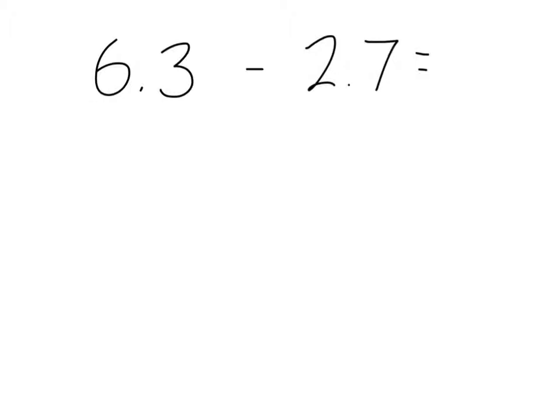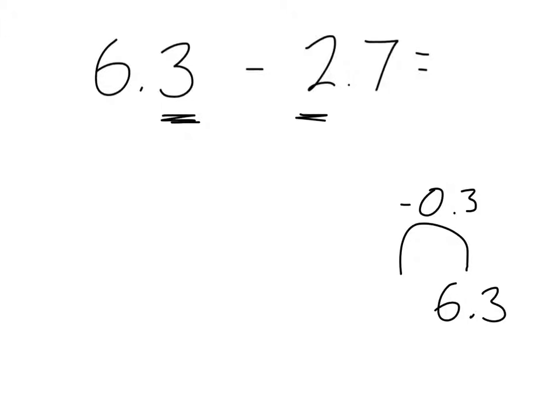Okay, let's have a go at this next question. 6.3 take away 2.7. So on our number line we start at 6.3, so our starting point there, and we're going to jump back first of all minus 0.3, because you've got the 0.3 there. Then we're going to take away 2 wholes, so we jump minus 2. Let me just make that a little bit clearer for you.